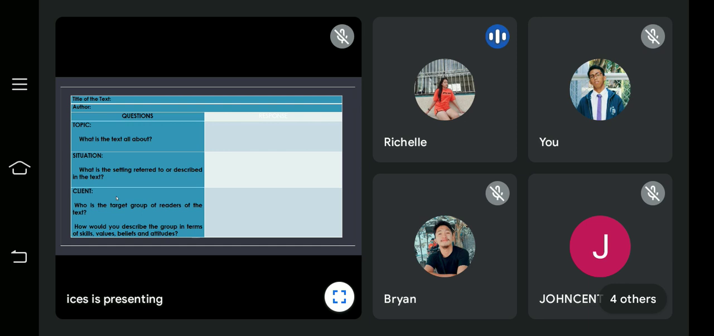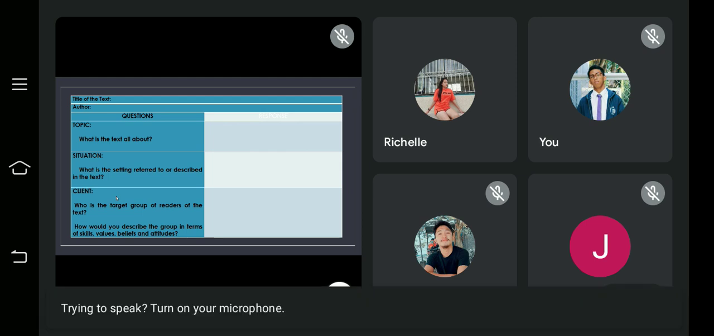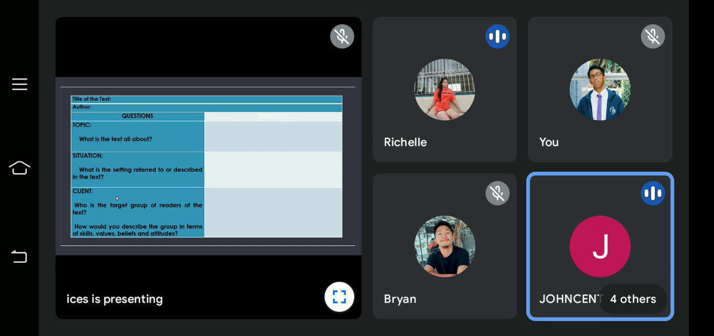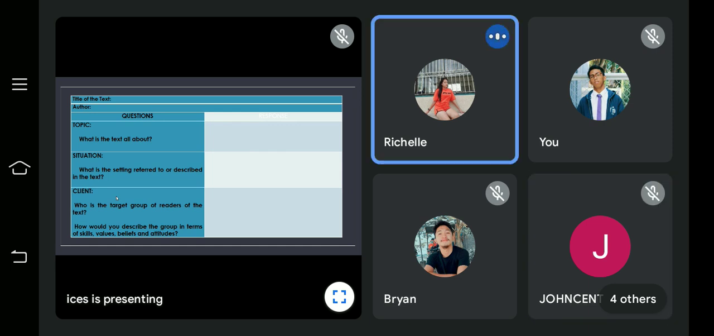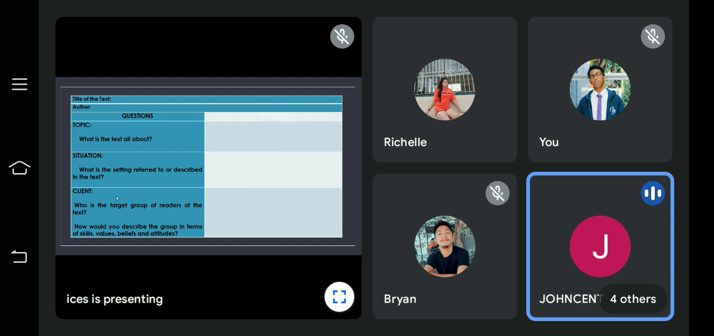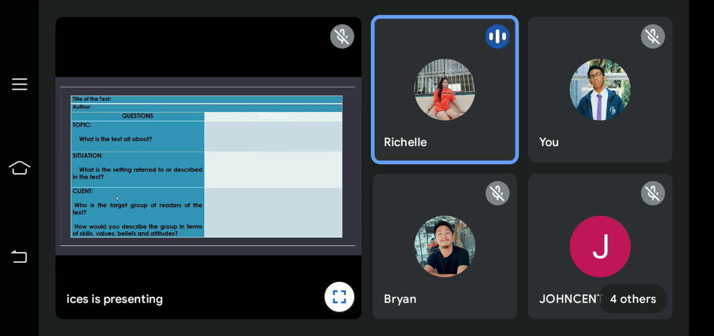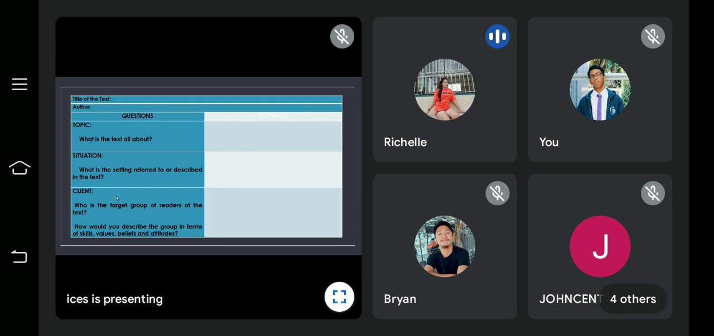Next is the situation. So what is the setting referred to or described in the text? Can someone please answer the second table? So what is the setting? So the setting is, yes, please. Yes, ma'am. The setting was described as being not easy. It is the difficulties that the students are facing in time of the pandemic. Exactly. Very good, Mr. Datailo. It is the difficulty or the struggles faced by students during these hard trying times or during this pandemic.